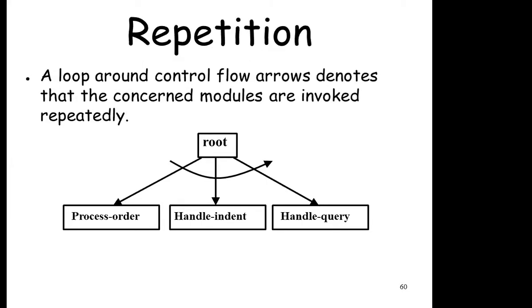Repetition. Repetition is shown with the help of this. It means these modules can be repeated many times. A loop, it is a loop. Earlier it was a diamond box where the selection was shown, but here the loop is there, so it shows the repetition. A loop around control flow arrows denotes that the concerned modules are invoked repeatedly.